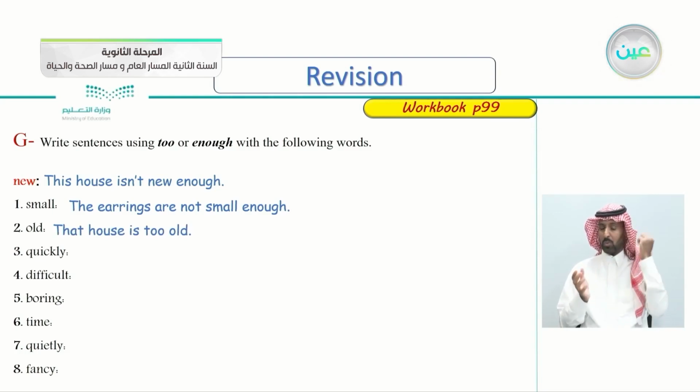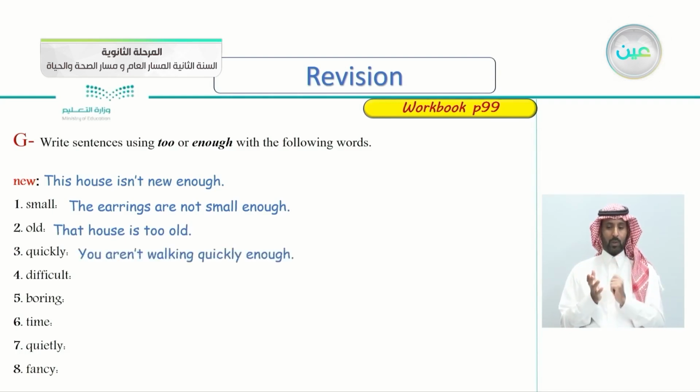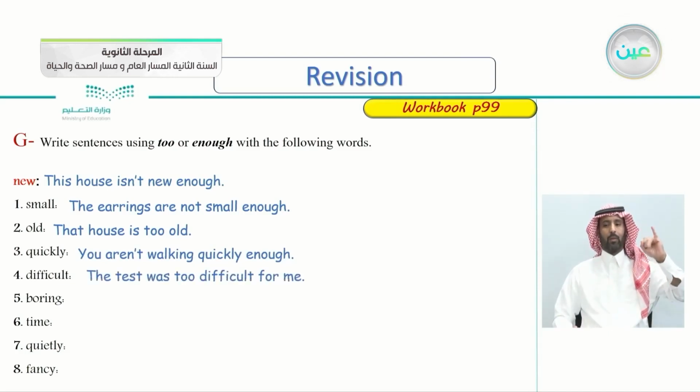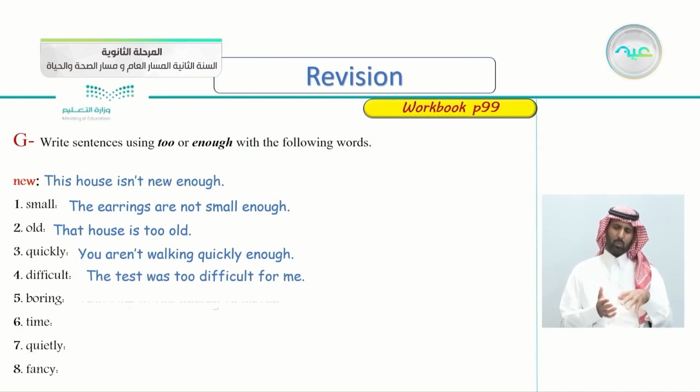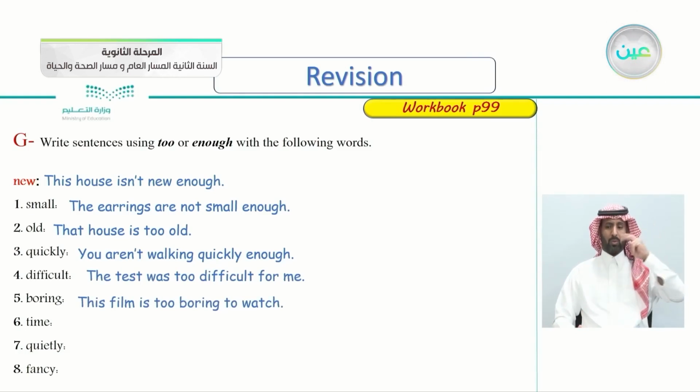And number 3, quickly. Very good, but I have written you aren't walking quickly enough. So we want to move quickly here. 4, difficult. Yes, the test was too difficult for me. Number 5, boring. The film is too boring to watch. Or you can say the film is too boring.